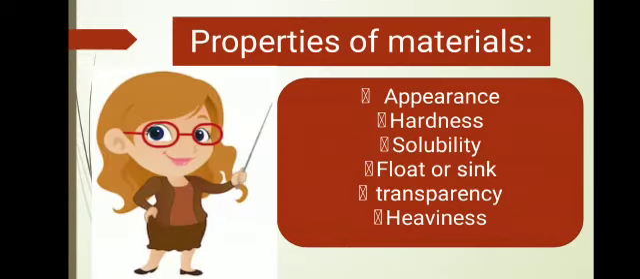So, there are many properties of materials. On the basis of these properties, we can make the object. The properties are appearance, hardness, solubility, flow or sink, transparency and heaviness. On the basis of these properties, we can make our objects.